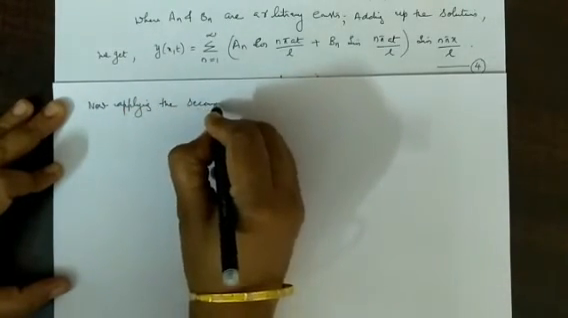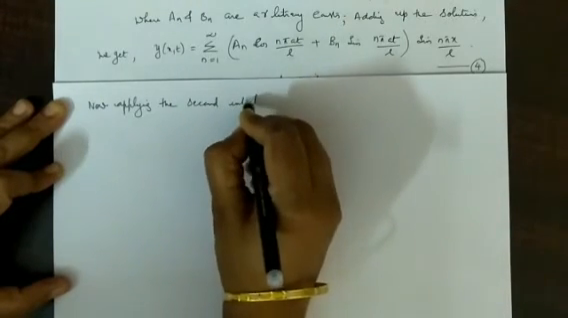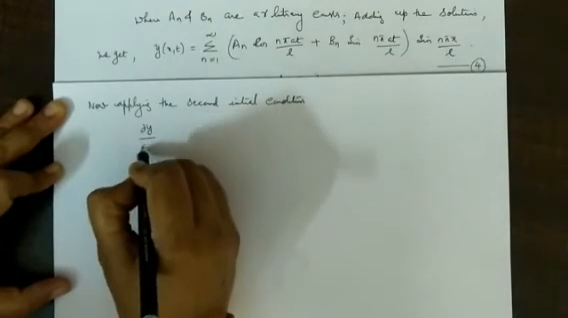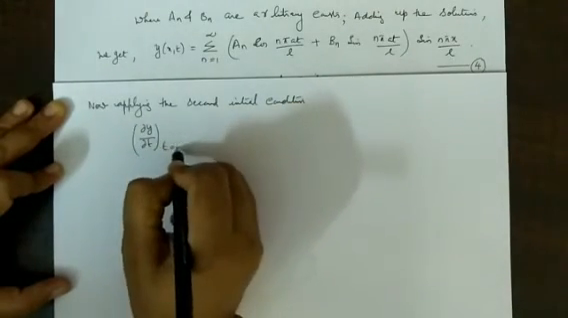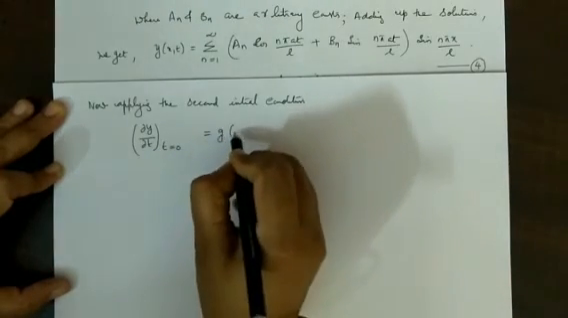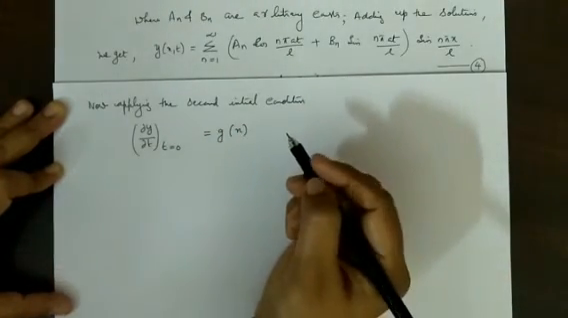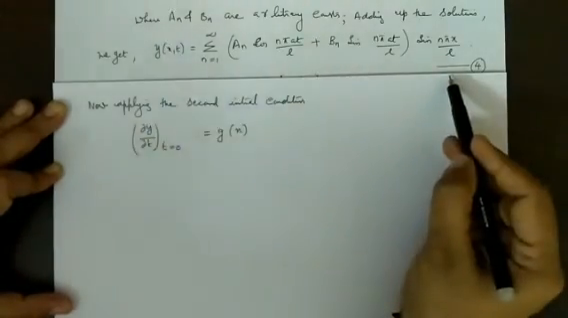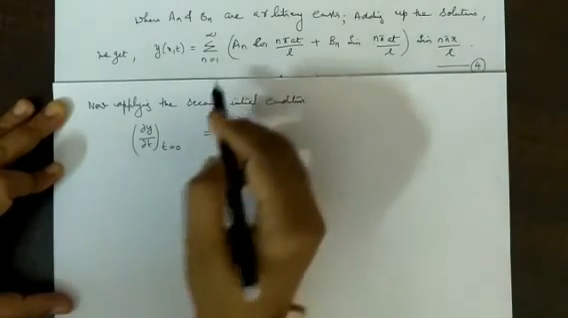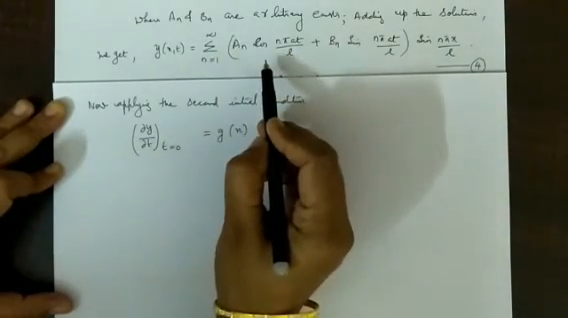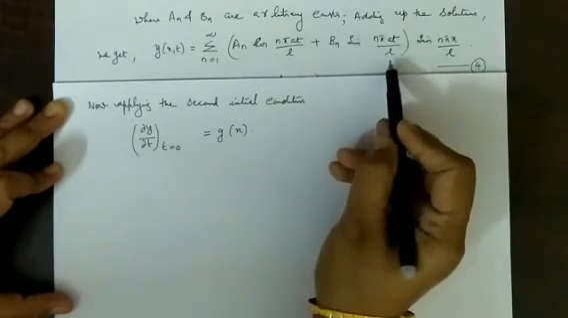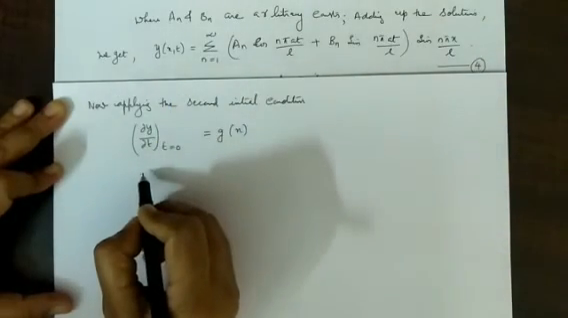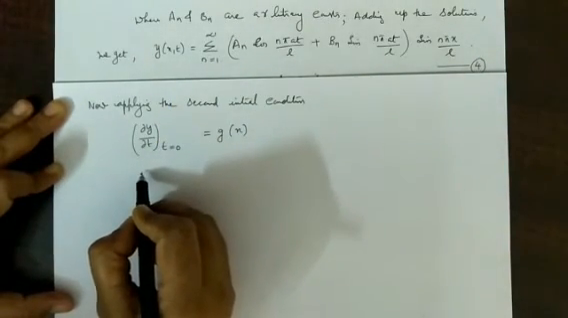Now applying the second initial condition. What is that? ∂y/∂t at time t equal to 0 is equal to g of x. Before that, find ∂y/∂t from y of x,t. Here we have y of x,t equal to sigma n equal to 1 to infinity [an cos(nπat/L) + bn sin(nπat/L)] sin(nπx/L). From that, differentiate this y of x,t with respect to t.